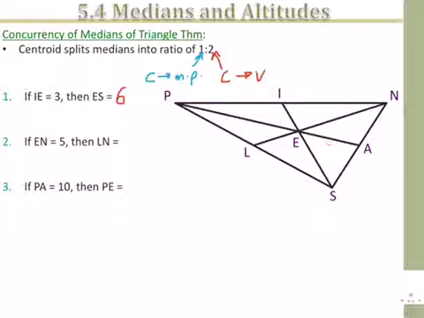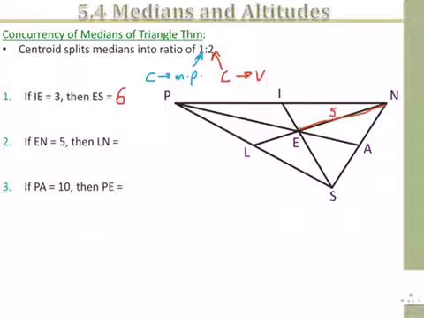So, if EN is 5, then LN is what? Okay, EN is 5. Whoops, that's not right. EN is 5. Then LN is what? Well, LE is... Sorry, let me back up. LN is not 2.5. LN is not 10.